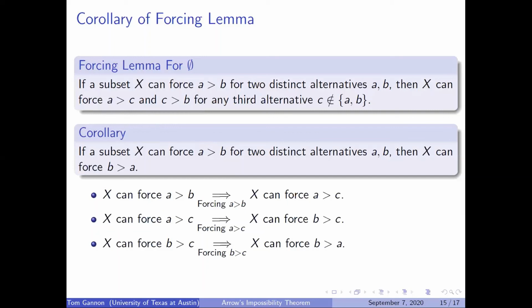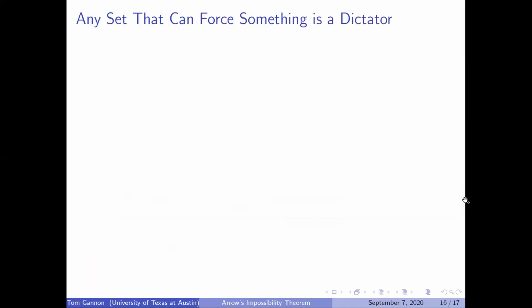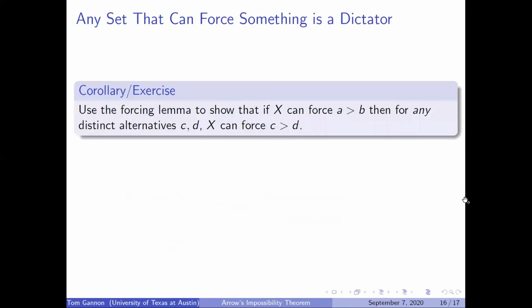And in fact, that's going to be an exercise. Use this same logic to show that if X can force A over B, then for any distinct alternatives C and D, X can force C over D. And D over C, right? Because, well, I didn't have to say that, right? Because if you pick your favorite actual things for those letters, I can pick the opposite things for those letters.